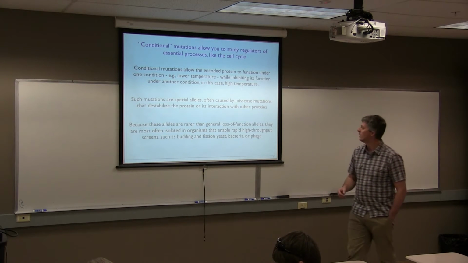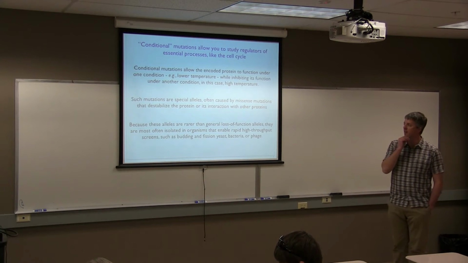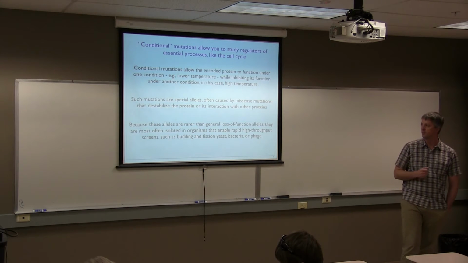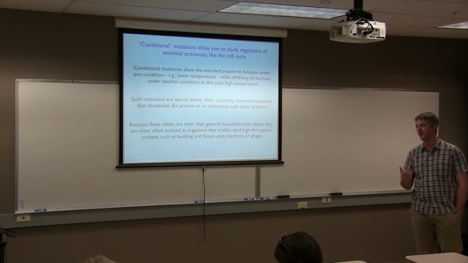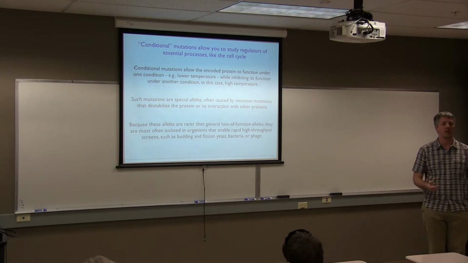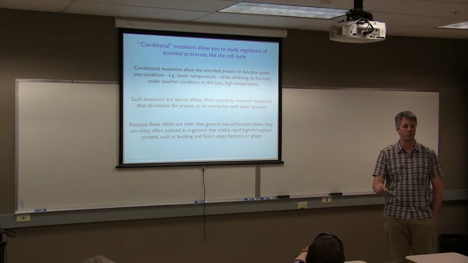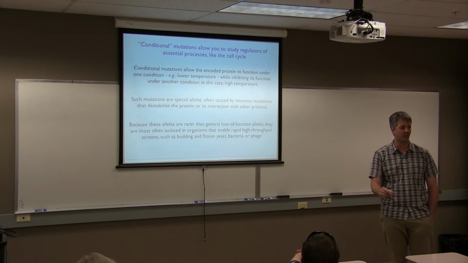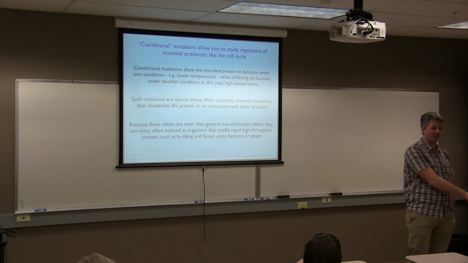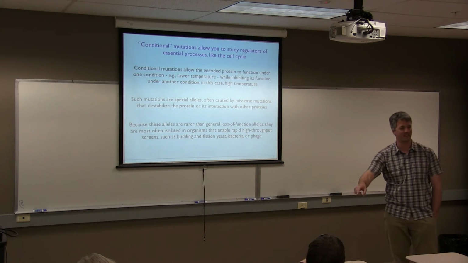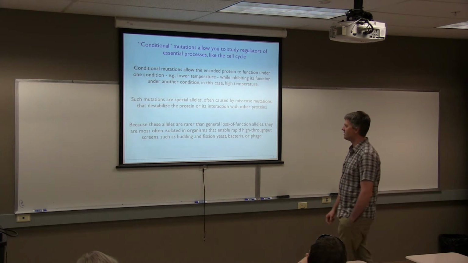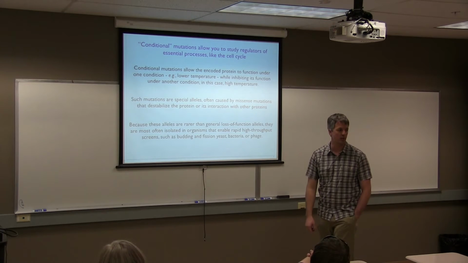Okay. So because these alleles are rarer than loss of function alleles, you often have to isolate them from organisms that enable rapid high throughput screening, right? So you put a lot of conditions on these mutations, right? When you think about it, you're like, I need you to be screwed up here, but functional here. It's not an easy one to pass, okay? A lot of times you would actually isolate the same mutation.